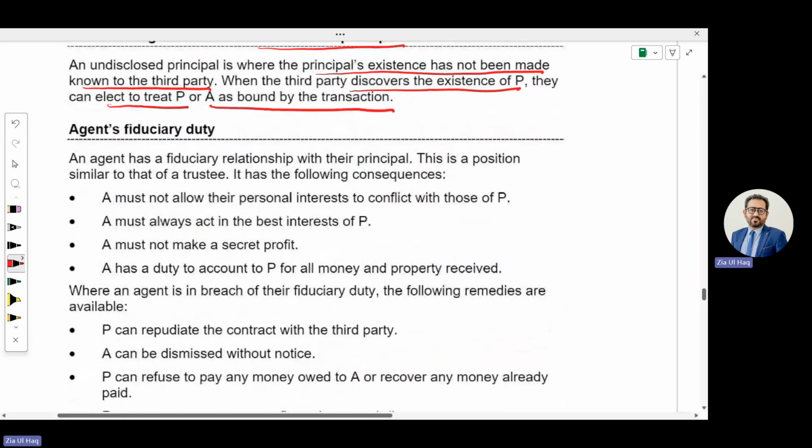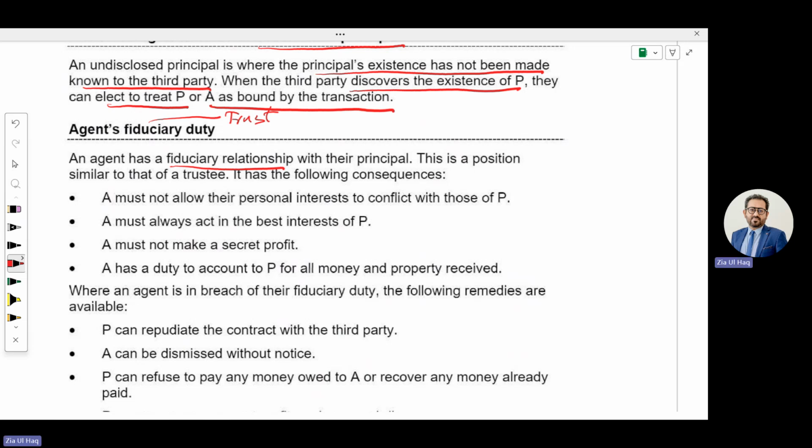Agent fiduciary duty. The word fiduciary is associated with trust. The agent is a trusted person for the principal. So fiduciary duty means a duty of trust that the agent has to perform towards the principal. An agent has a fiduciary relationship, a trust relationship with the principal, like he will do everything in my best interest. This is a position similar to that of a trustee. It has the following consequences.